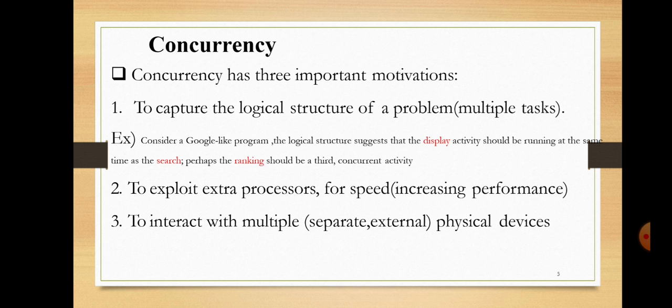Similarly, to exploit extra processors, that is for speed up purposes, and then to interact with multiple physical devices. So these are the motivations for concurrency.